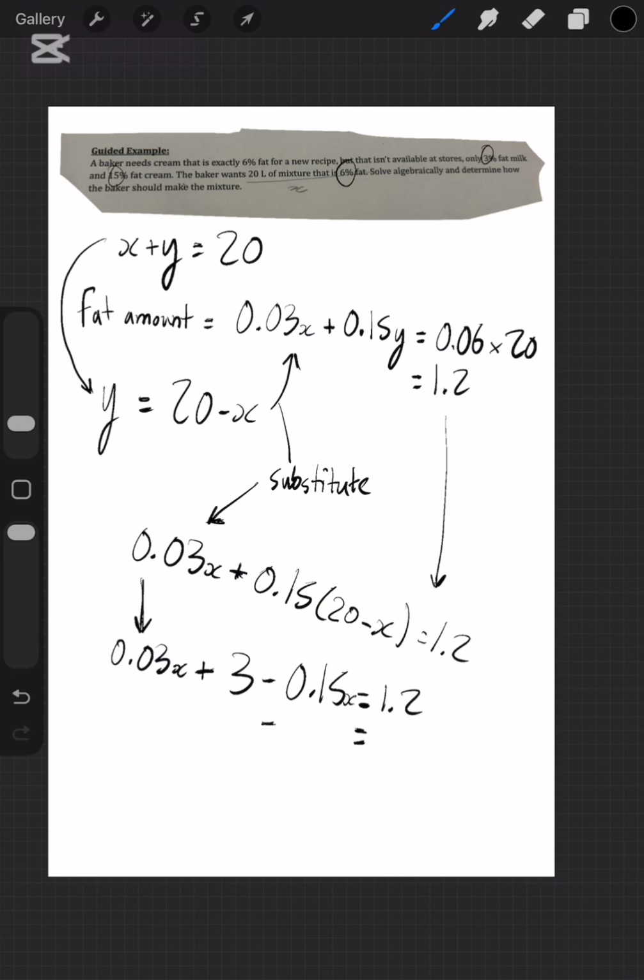Now what you want to do is combine your like terms. So we end up getting 0.12x because of the 0.03 minus 0.15. And then we get our numerical terms on the other side. So 1.2 minus 3, which is negative 1.8. So because we have a negative on both sides, we can make it a positive. So we'll end up with 0.12x is equal to 1.8.